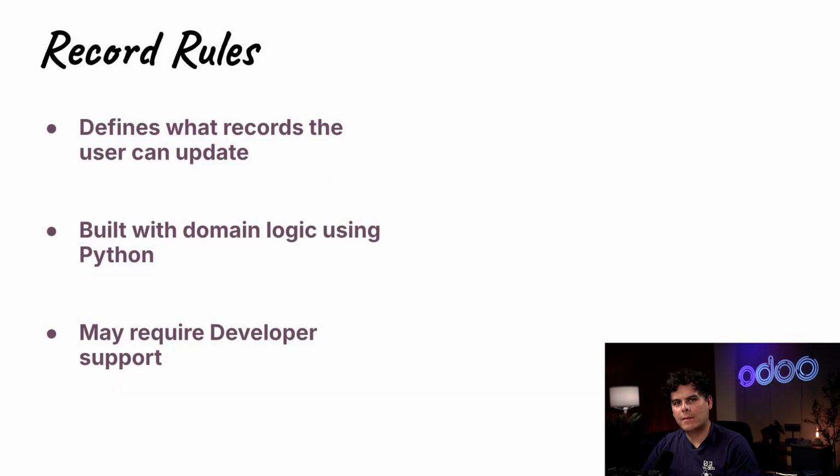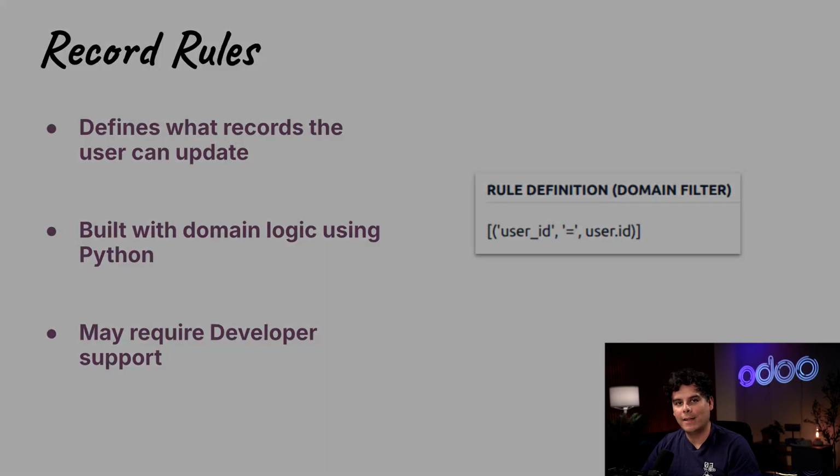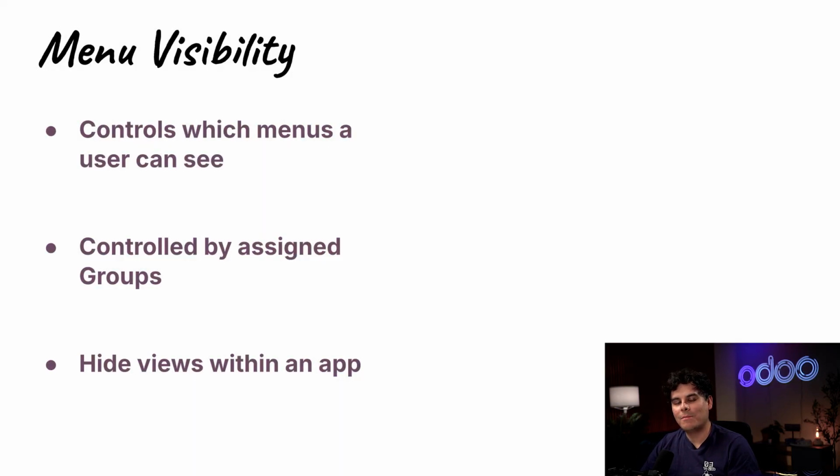All right, now let's talk about record rules. Now, these are more advanced. Record rules control which records a user can access within a model, while access rights control what a user can do. Record rules control where they can do it. Record rules are built with domain logic using Python expressions, and they often require developer support or Studio access to set up correctly.